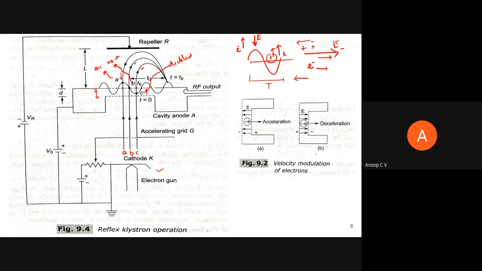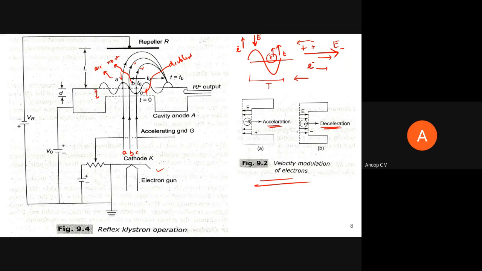Now, this is actually called velocity modulation. This velocity modulation of electrons is shown here, right? When the electron is moving opposite to the direction of the electric field, it will be accelerated. When the electron is moving in the direction of the electric field, it will be decelerated. And if the electron is moving in no electric field, it will neither be accelerated nor decelerated. This is called velocity modulation. This is the first step, right?